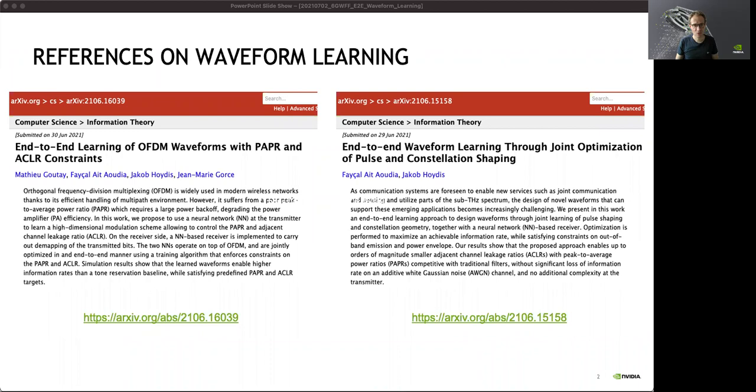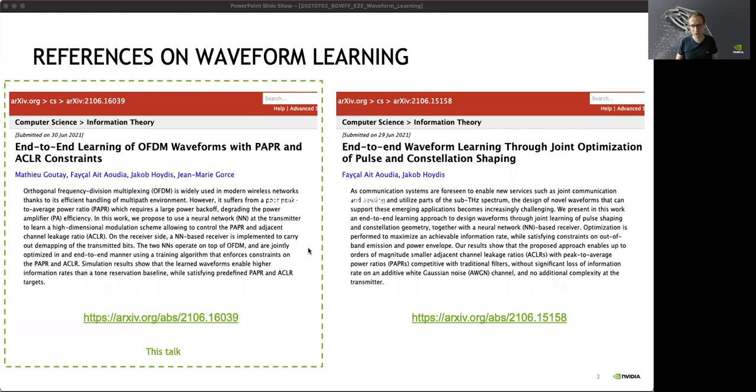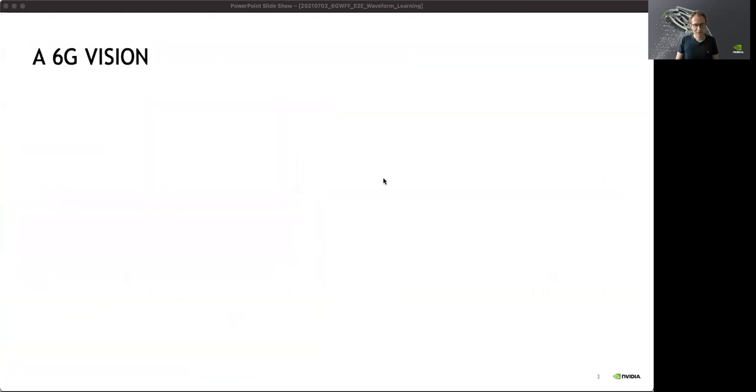Here are the references to two papers on the topic that we have put on arXiv this week. And my talk today will be based on material from this first paper. But I also encourage you to have a look at the second, which looks at waveform learning for single carrier systems.